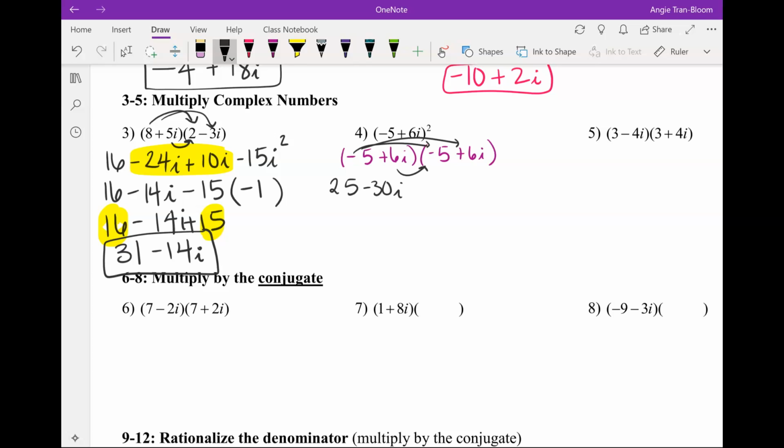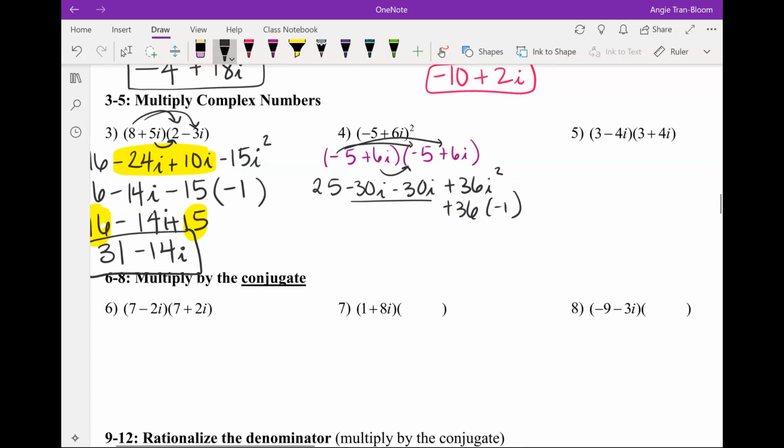6i times negative 5 is what, Sophia? Very good. And this one, 6i times 6i is what, Devin? 36i squared. Good job. And we know i squared must be converted to negative 1. So this is going to be a negative 1 back here. I can combine negative 30i and another negative 30i. That will give me a negative 60i.